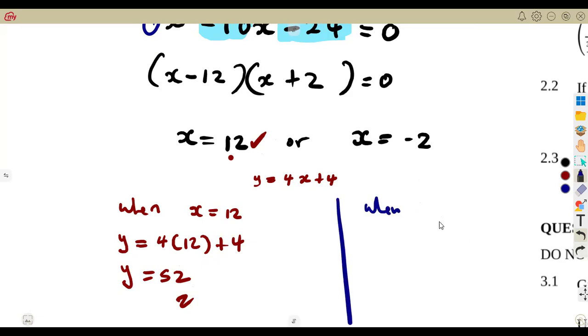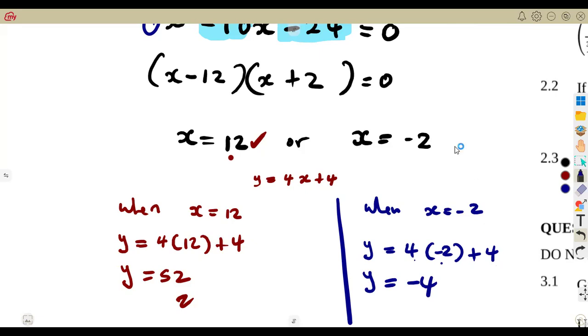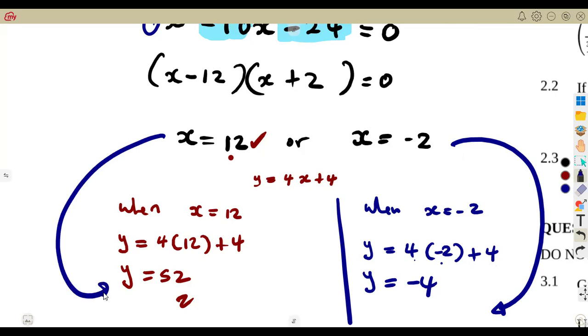In the same manner, we are going to have it when x is minus 2. So just substitute in place of x to have the value of y. Y is equal to 4 times x, which is minus 2, plus a 4. So what are you going to have? Minus 8 plus 4, that's minus 4. So when x is minus 2, this is the value of y. When x is 12, this is the value of y that corresponds to that.